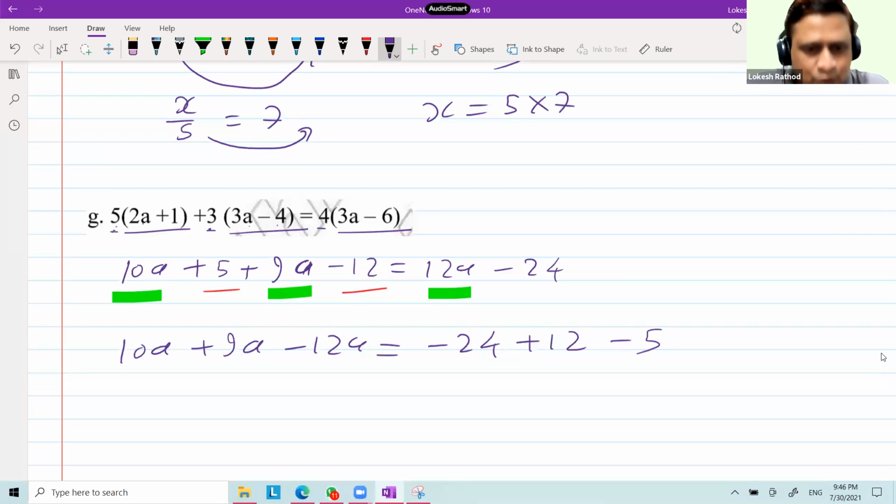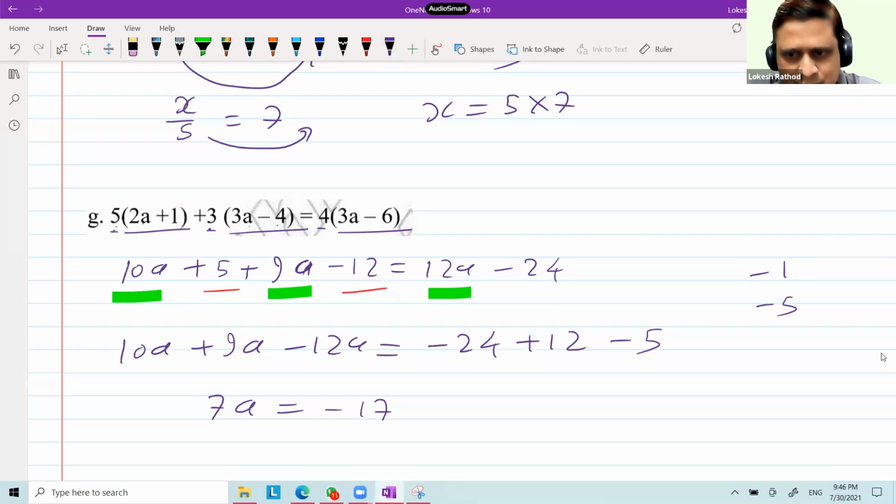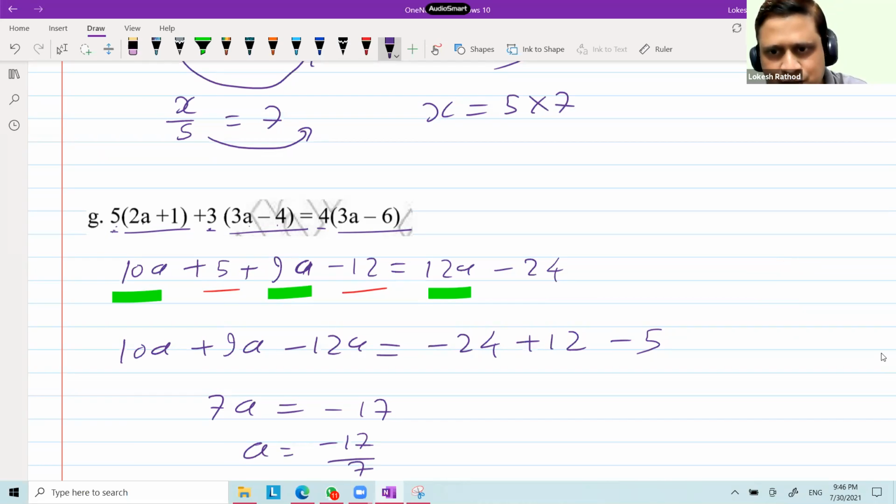So we simply find the value of it from here, right? 10 plus 9, 19 minus 12, 7. So it is 7 here. Minus 24 plus 12, minus 12, and minus 5, minus 17. Okay? So this is minus 17. From here, 7 goes to that side, so A equals minus 17 over 7. Okay, so is this clear? Anyone having any doubt in this question? Yes, it's clear. Fine. Okay, so this is how we do it, right?